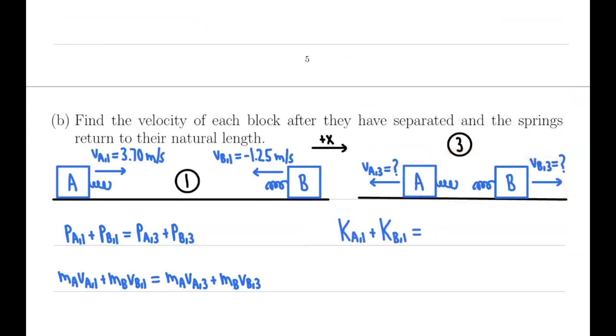There's only kinetic energy. So we're basically at y equals 0, so no gravitational potential energy. The springs are not in contact with each other. They're both at their natural length, so there's no elastic potential energy. And like I said, the normal force does no work. So it's just kinetic energy being conserved.